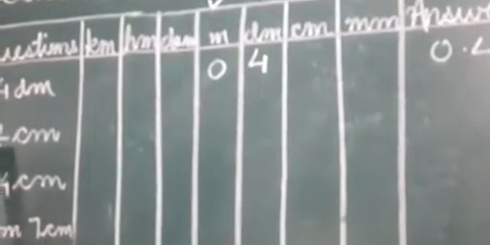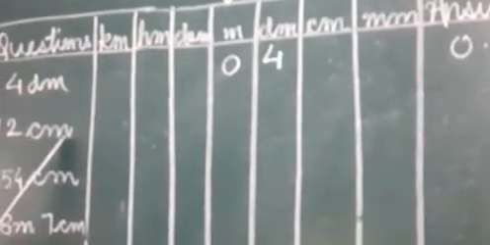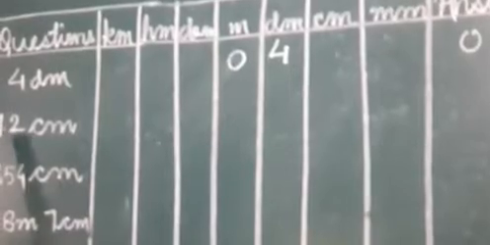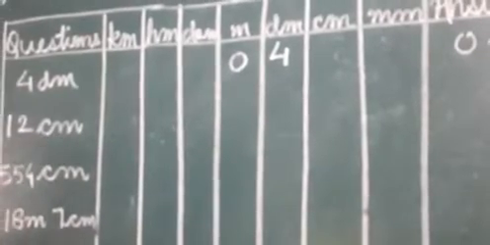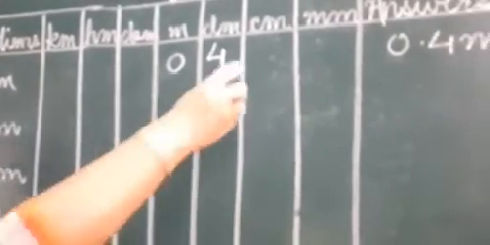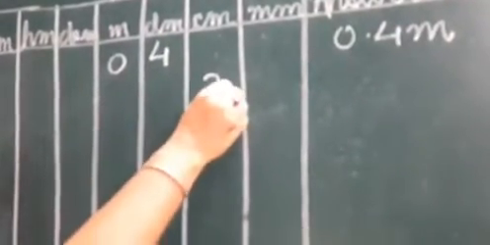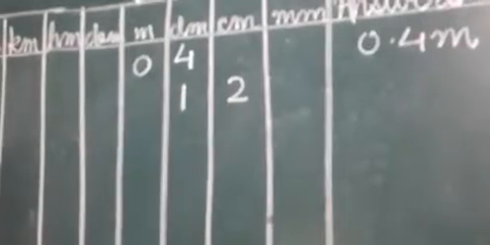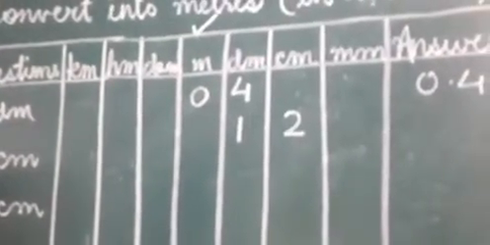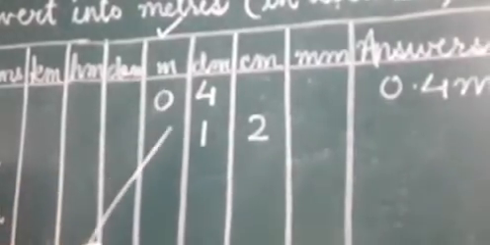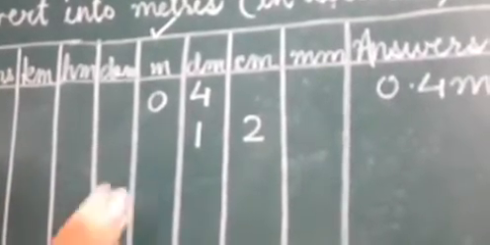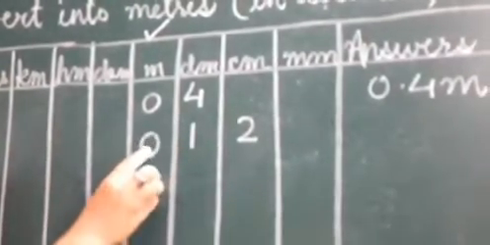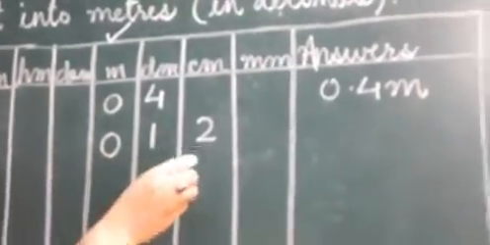Now next we have 12 centimeter. So the unit is centimeter and we will start writing 12 from the centimeter column. So first we will identify the column. This is the centimeter column. So first I will write 2 here and 1 will shift to the left side. So this becomes 12 centimeter. But we have to convert into meters. Now this is the meters column and we have no number here. So we will write 0 here. So my answer becomes 0.12 meter.